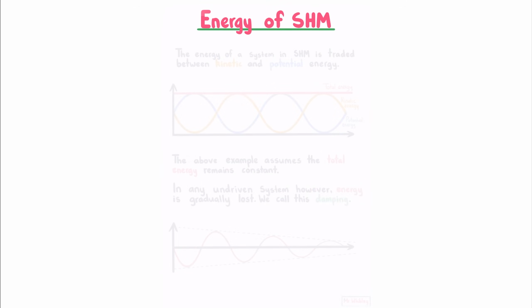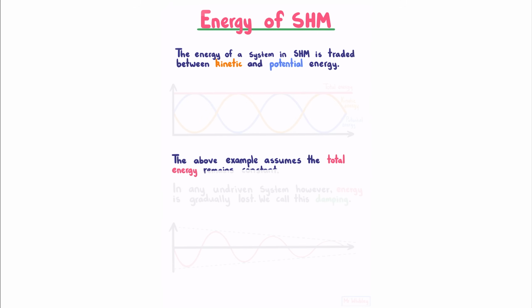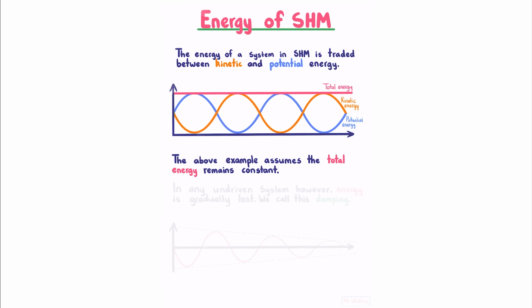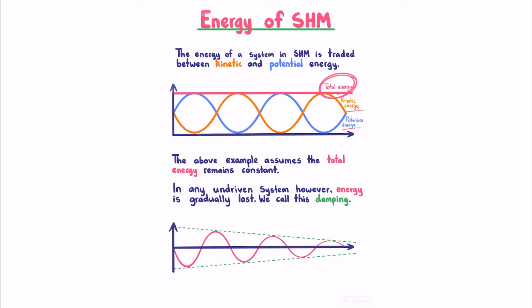Energy of SHM. The energy of a system in SHM is traded between kinetic and potential energy. So if we consider an example where the total energy remains constant, as our kinetic energy goes down, our potential energy goes up, and vice versa, such that at any one time, the sum of these two is going to equal our total energy. In any undriven system, however, meaning that energy isn't being inputted into the system, energy is gradually lost. We call this damping. The key feature of this graph is that although the amplitude is decreasing, the wavelength stays constant.